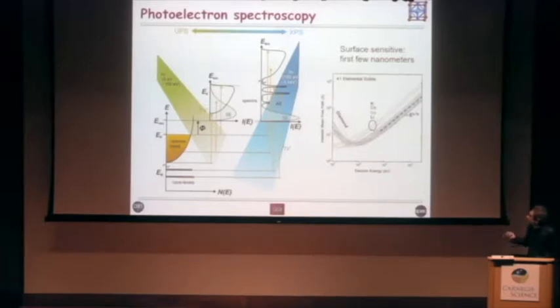Here is the kinetic energy of the photoelectrons, and this is the inelastic mean free path, the distance traveled before undergoing some kind of inelastic collision and therefore losing energy. It's roughly a nanometer for typical electron energies. So we're looking essentially most of the time at the surface of our samples.